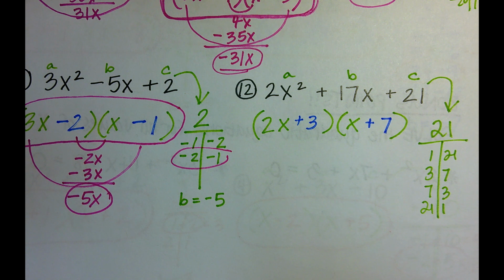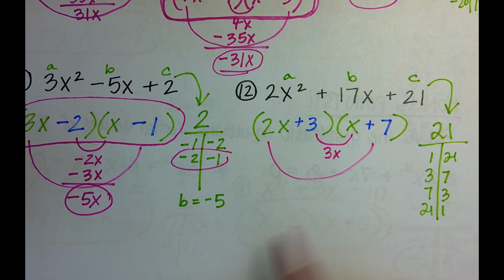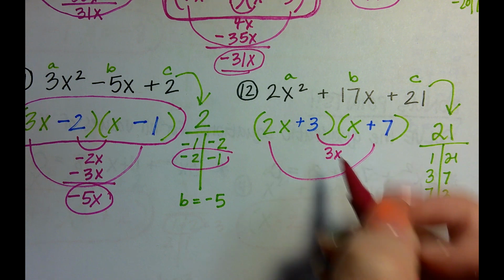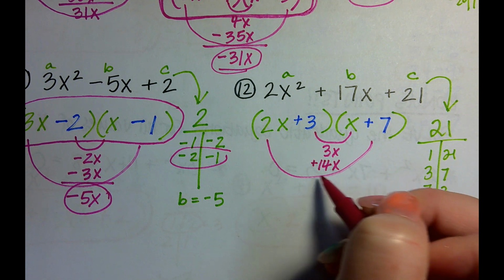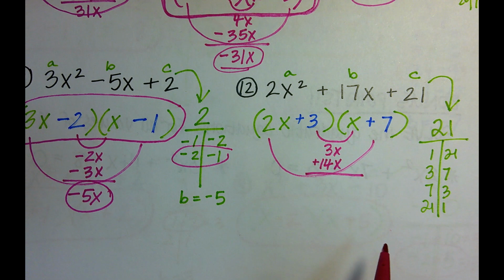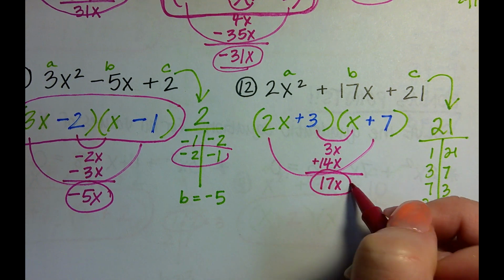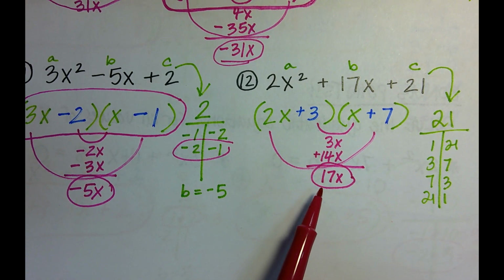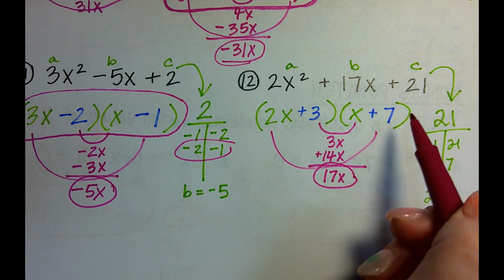Okay. And how do we know if this is right? Let's do the rainbow. So 3x and 2x times 7 is 14x. 3x plus 14x? 17x. There you go. And it matches our middle term. So this is the answer.